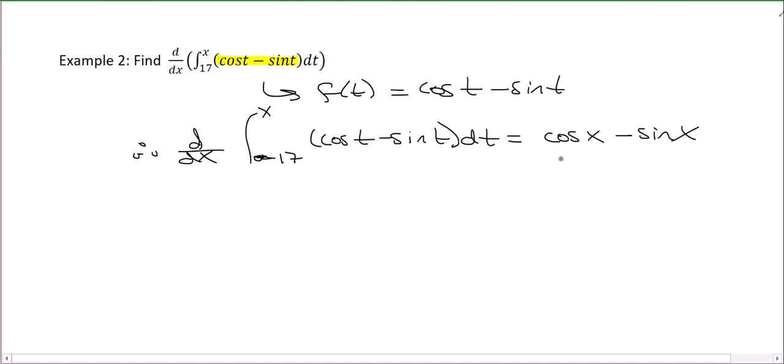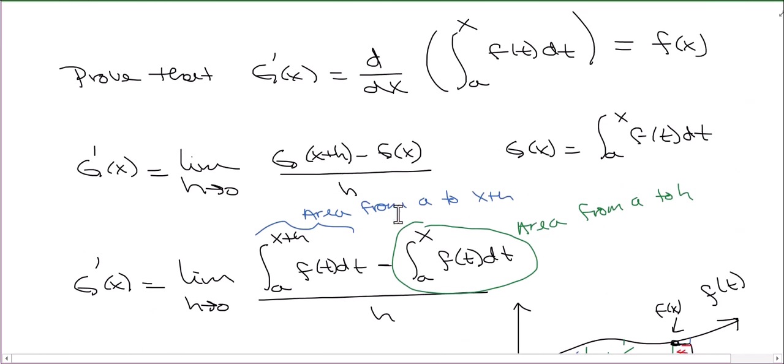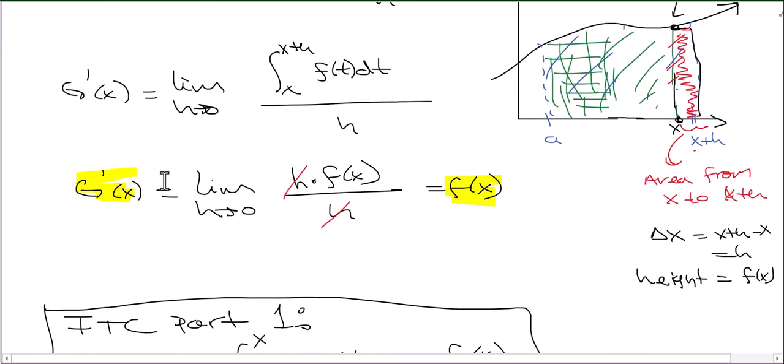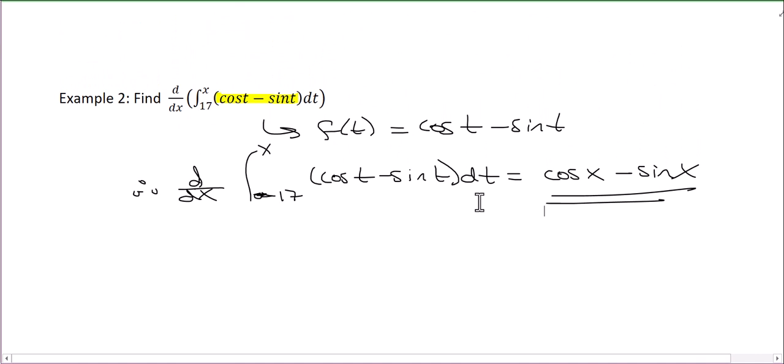And that's it. Really the real work here is done in this proof, but then we don't have to reinvent the wheel every time. We just know that the derivative of the integral is just the function, and so we can do it really quickly. The only problem is when we have chain rule.